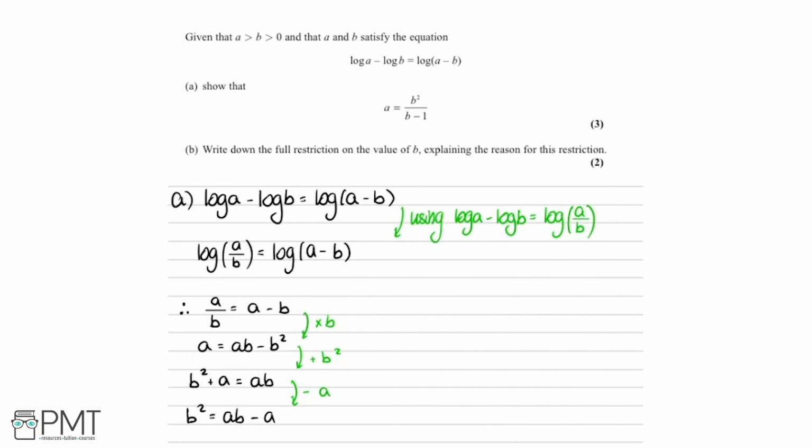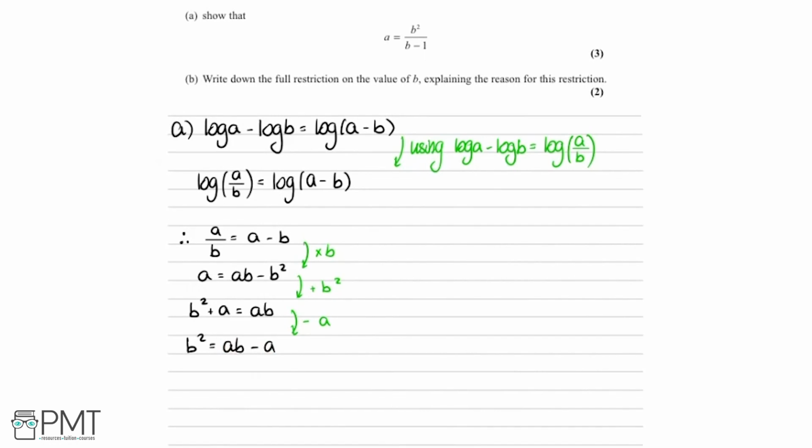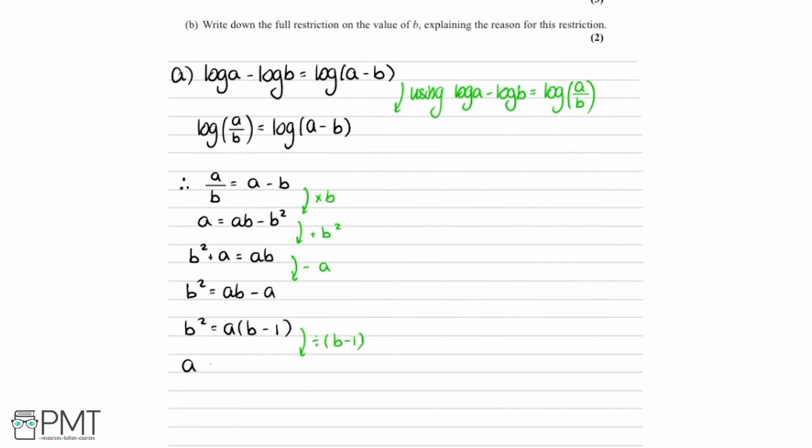And this now means we can factorize out the a. So doing that, we get b squared equals a multiplied by b minus 1. Lastly, if we divide both sides by b minus 1, we'll get that a equals b squared all over b minus 1, as needed. And that's everything we need to do to answer part A.